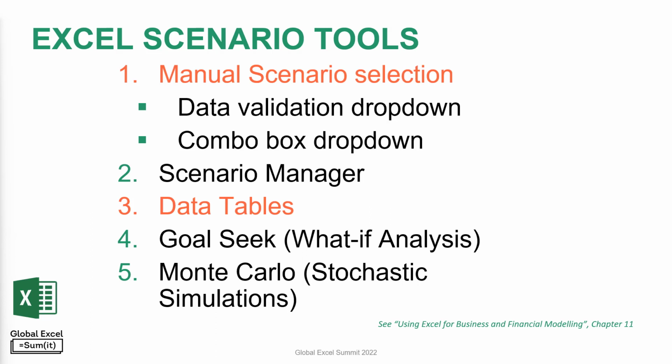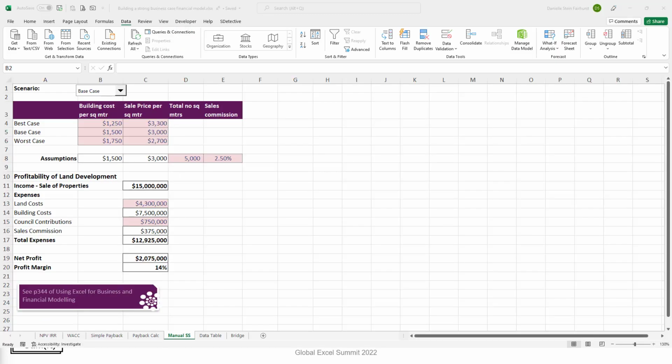So let's have a look at what manual scenario selection looks like, and then we'll compare it to data tables, and you can then decide which of those is going to be most appropriate in your business case model. Here you've got a model that's been built, a very simple model, and you can see that the profit is $2 million at 14%, and this is under the base case.